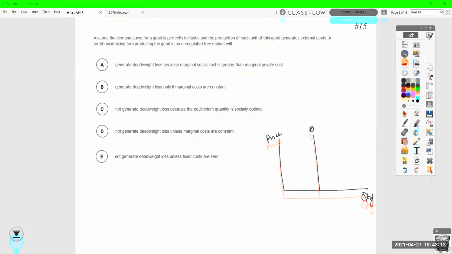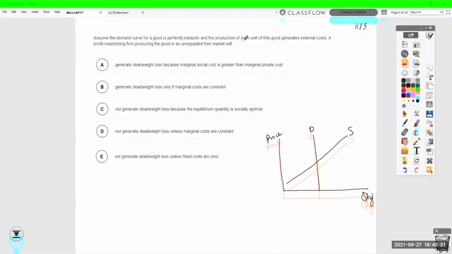This is a very tricky question. This is why we want to draw it. So it says that assume the demand curve is perfectly inelastic. So that's a perfectly vertical demand curve. And then we have our supply curve.